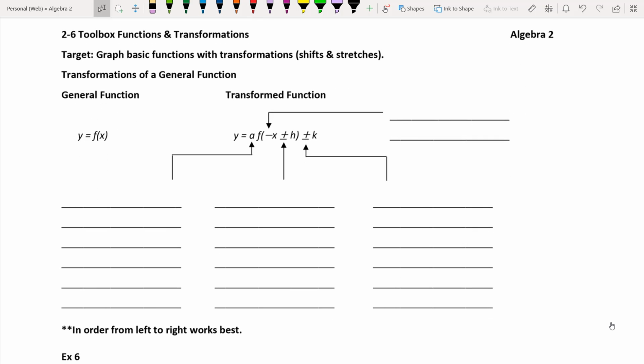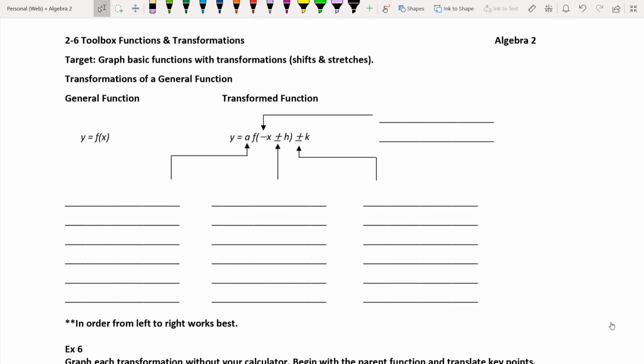So this is the wrap up of all that we've talked about here, and what we're going to be doing is putting all of these transformations together. We're going to start off by looking at the a value here. Each of these arrows goes to a different section. The a value did a couple of things. It reflects over the x-axis if a is negative.